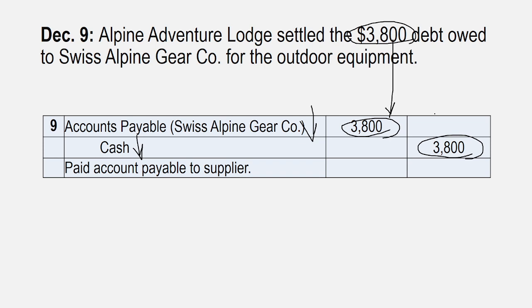In fact, by debiting accounts payable, we are recording the decrease in the amount the lodge owes Swiss Alpine Gear Corporation, and crediting cash reflects the reduction in the lodge's cash balance due to the payment. In summary, on December 9, Alpine Adventure Lodge recorded the payment of $3,800 to Swiss Alpine Gear Corporation, and this journal entry ensures that both the reduction in accounts payable and the corresponding decrease in cash are accurately reflected in the lodge's financial records.